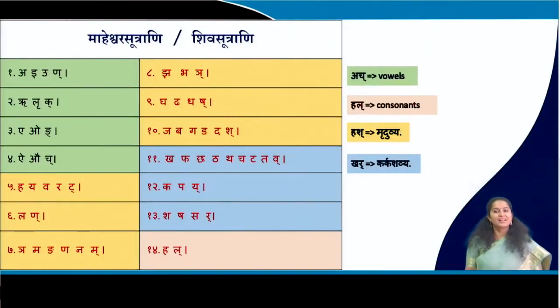Maheshwara Sutrani atra santi, vayam ekavaram militva tat kathayama. A I un, ril rik, e ong, I ouch, ha ya va rat, lan, nyamangana nam, jhabhai, ghadha dhash, jaba gadda dash, khapha chatha chatta tav, kapai, shashasar, hal. So especially before this khapha chatha, it's always a good idea to take a deep breath so that you're able to do it in one go.